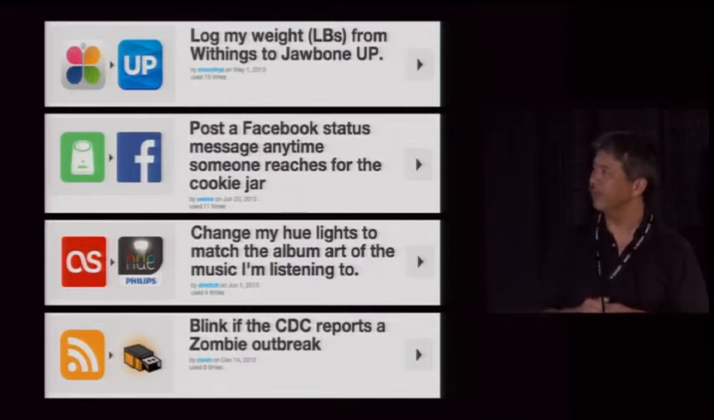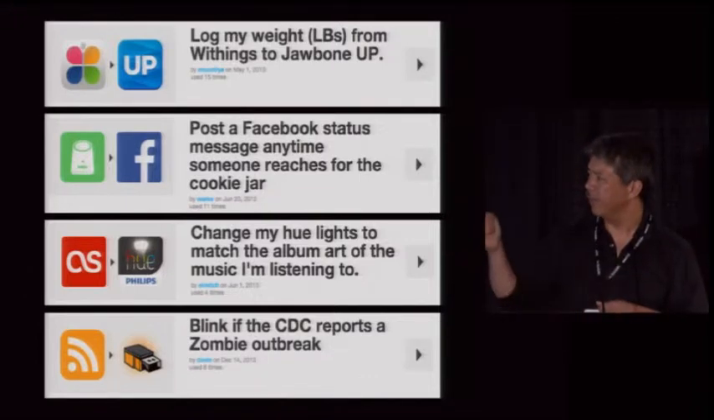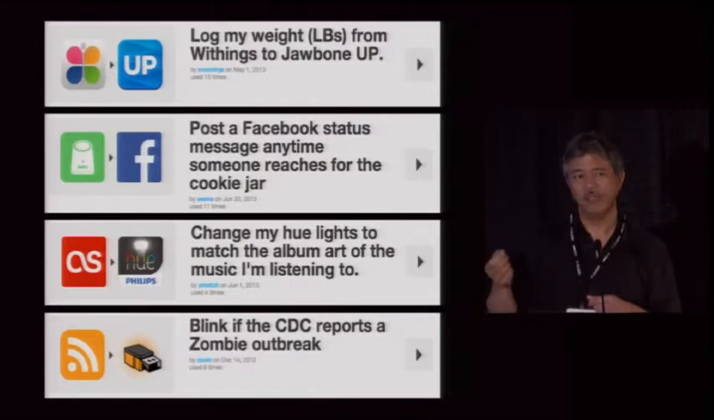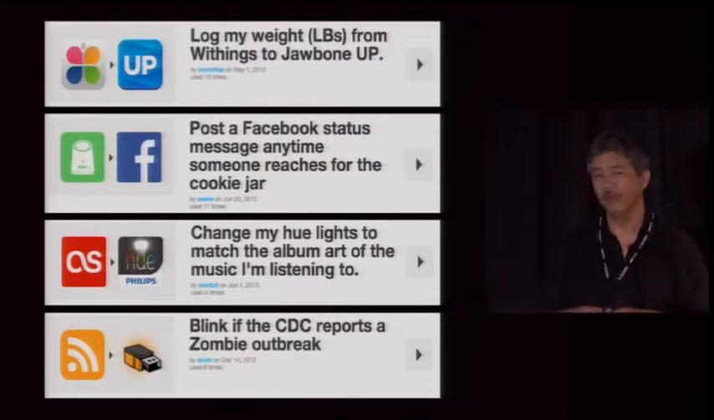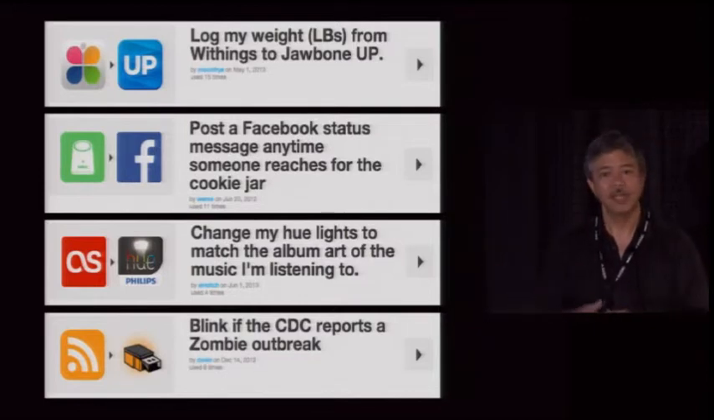You've got Withings scales that are saying, log my weight to my Up service, right? The Belkin WeMo, which is basically like a connected motion sensor. So, if somebody moves in my house, post it to Facebook. The new Philips Hue light, which is an internet-controlled light. It's actually a beautiful product. I hope it comes down in price so I can buy a couple.